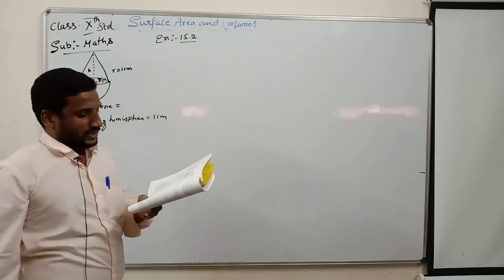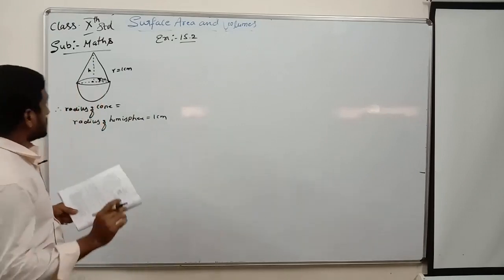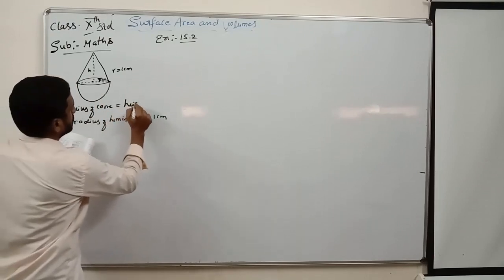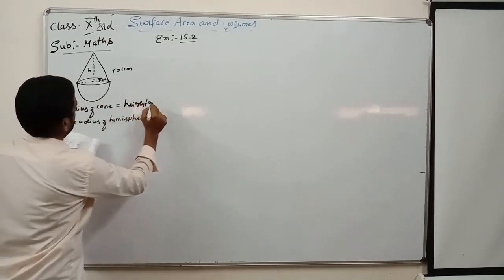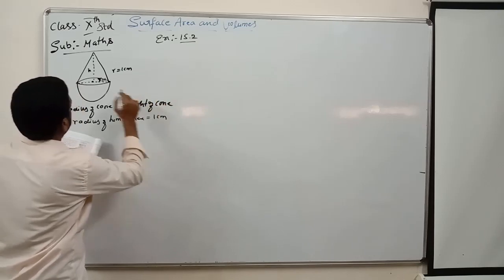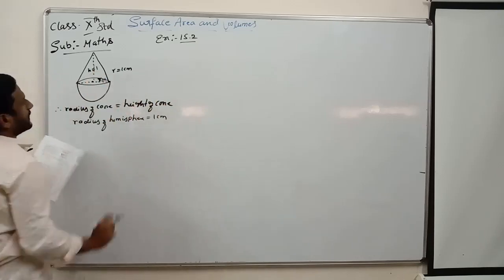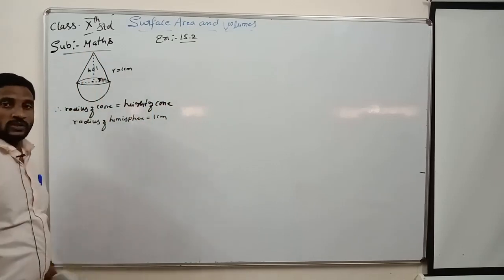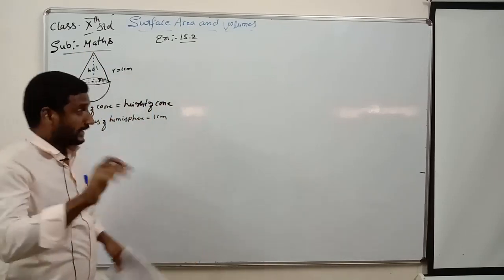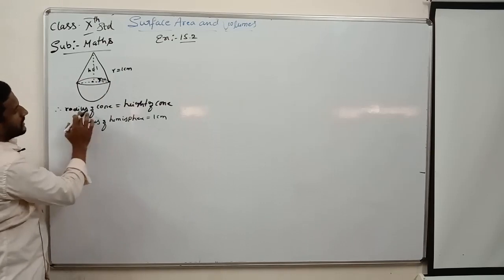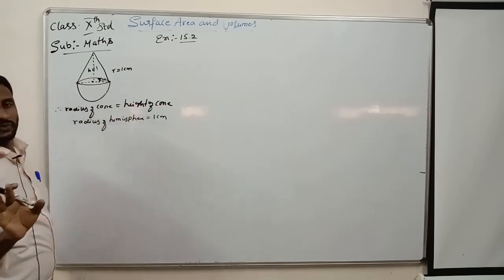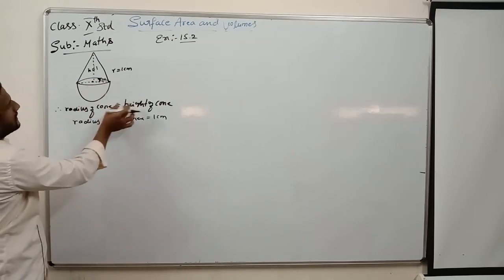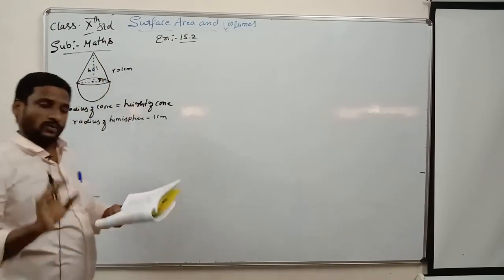And the height of the cone is equal to its radius. One more thing is given here: the height of the cone is also 1 centimeter. So the radius is 1 centimeter and the height of the cone is also 1 centimeter, and the radius of the hemisphere is also 1 centimeter. All are equal to 1 centimeter.